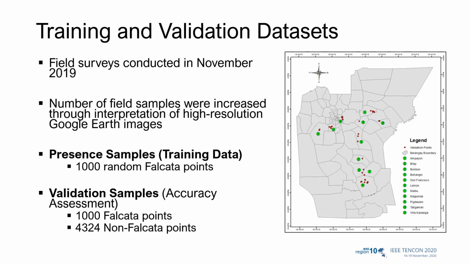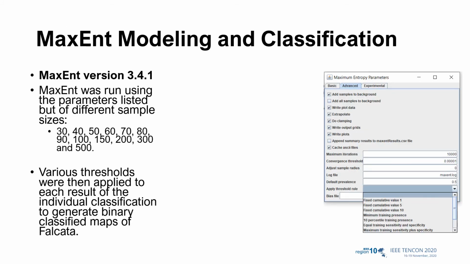The training data consisted of 1,000 random samples of Falcata points, while the validation samples consisted of another set of 1,000 Falcata points and 4,324 non-Falcata points. MaxEnt version 3.4.1 was used in the modeling and classification.